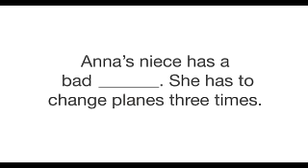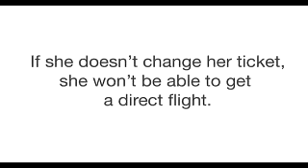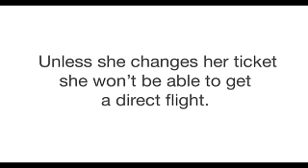So what about this? Can you remember a word which might fit in here? Excellent! The word we're looking for is itinerary. Anna's niece has a bad itinerary. And how can I rephrase this sentence so it uses the word unless? If she doesn't change her ticket, she won't be able to get a direct flight. We could say, unless she changes her ticket, she won't be able to get a direct flight.